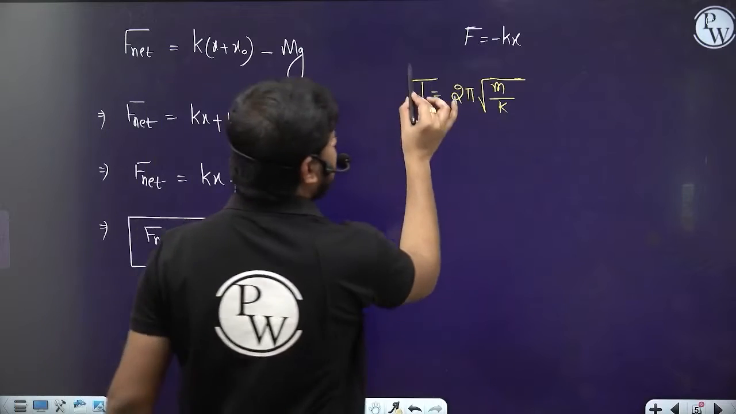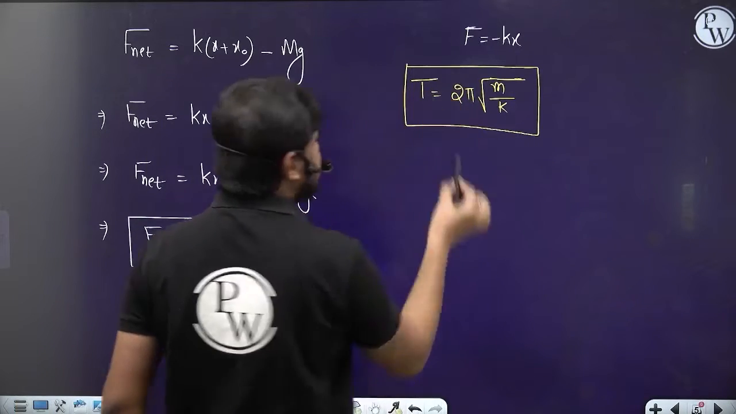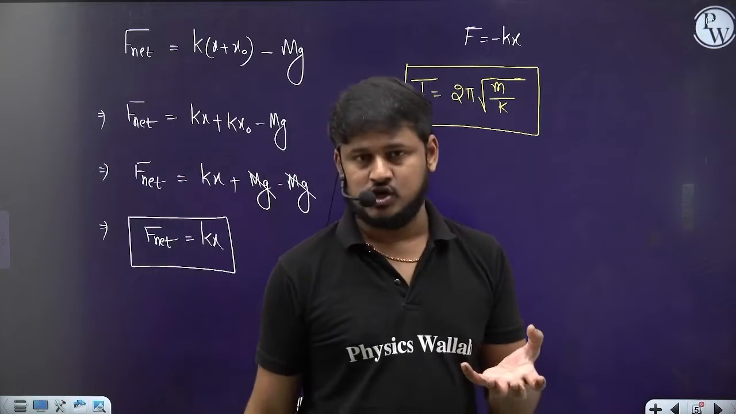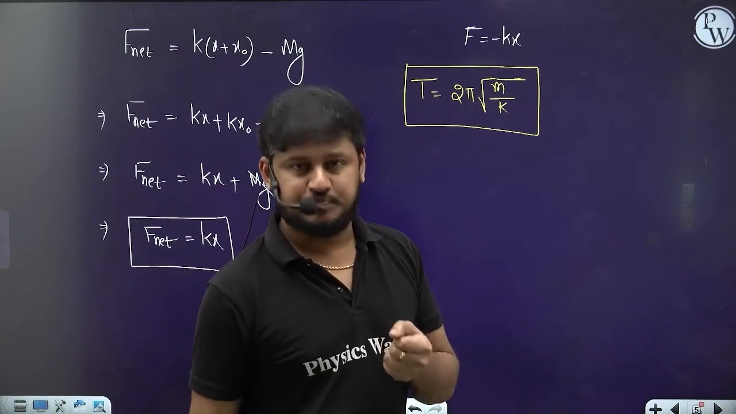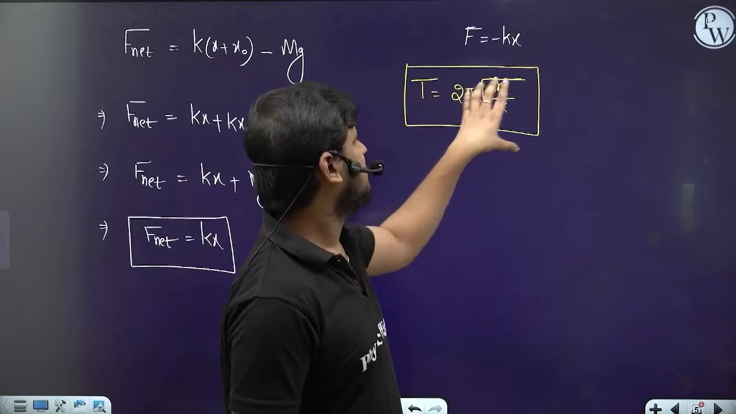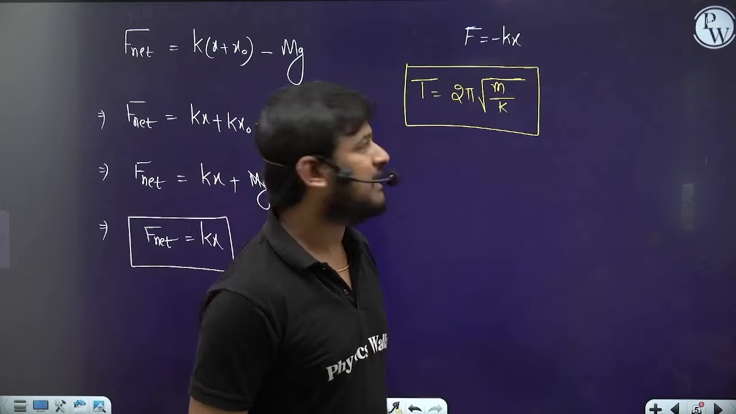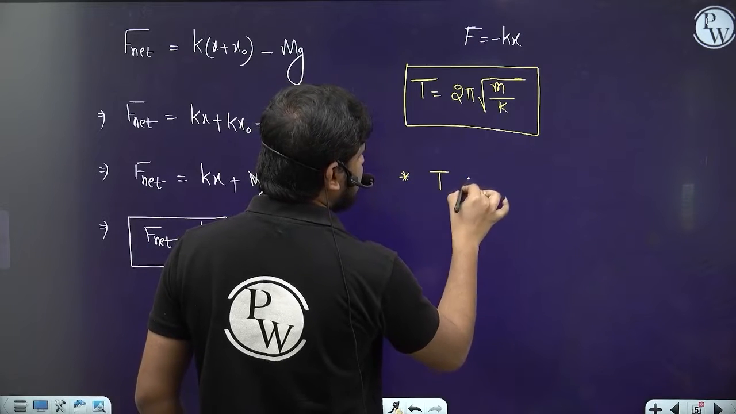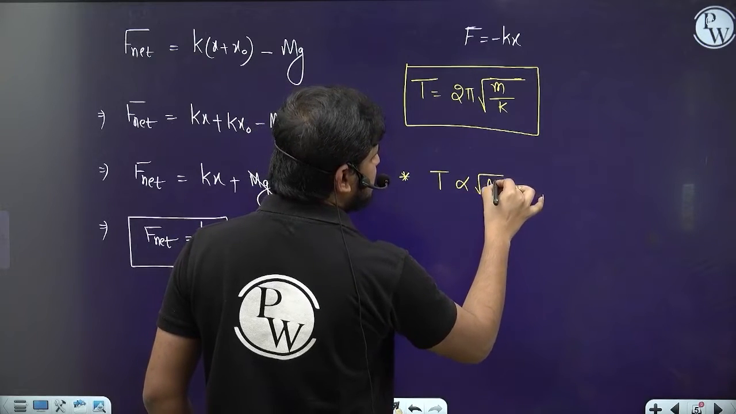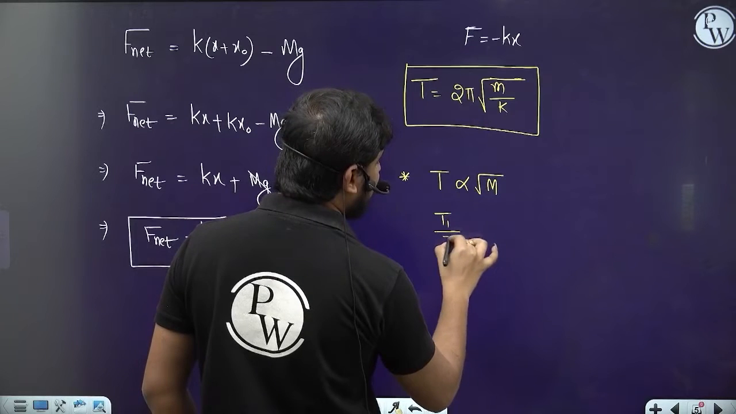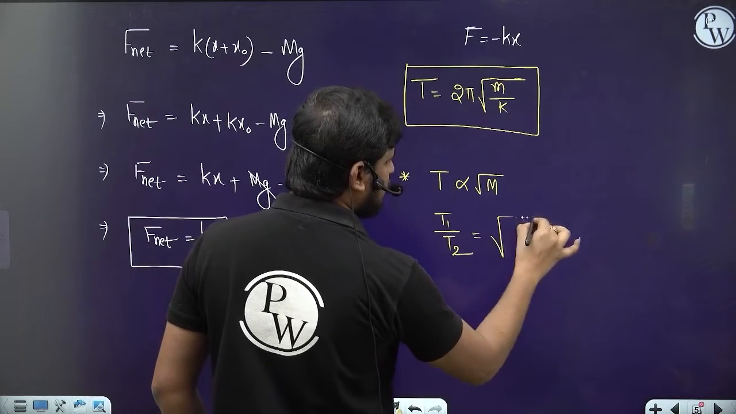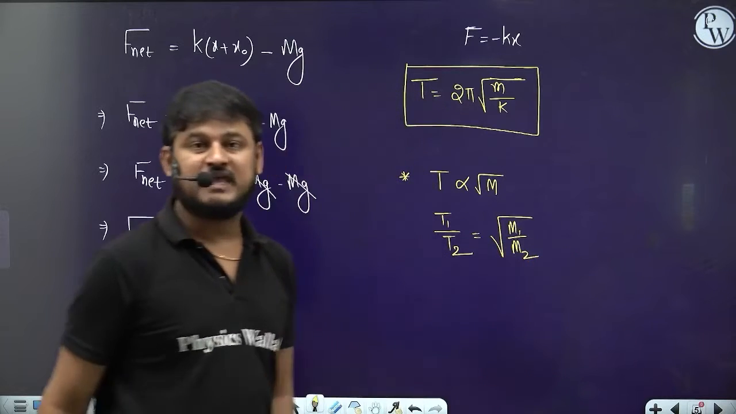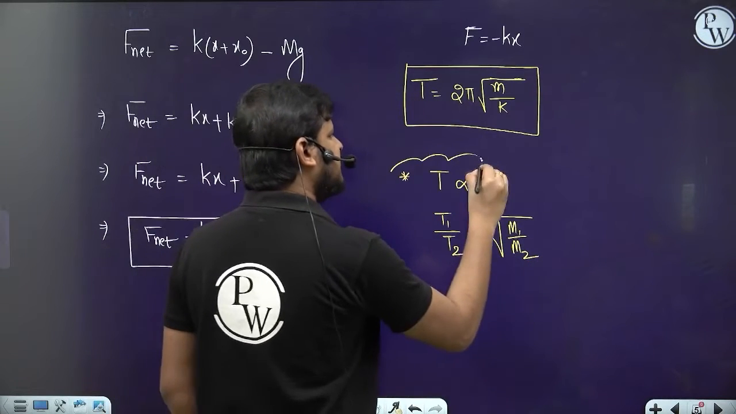So this is the time period of a simple spring mass system. If a mass is attached to a spring, the time period of that spring mass system is 2 pi into root over m by k. If you observe, the time period is directly proportional to root m. So T1 by T2 is equal to root over m1 by m2. Based on this, the questions will be framed. This point is very important.